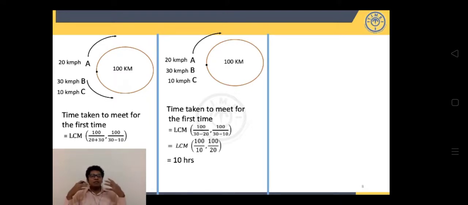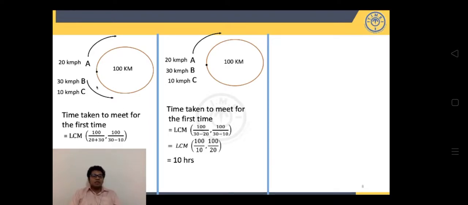When I say they have to meet for the first time at the starting point, after they start, they start at the same time, right? They keep on running in their respective directions. They have to meet at the starting point again, both of them. So after how many minutes?